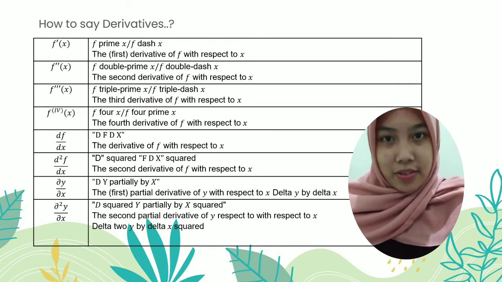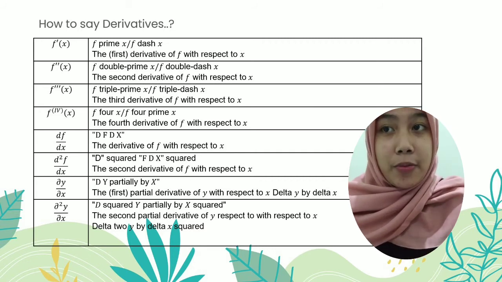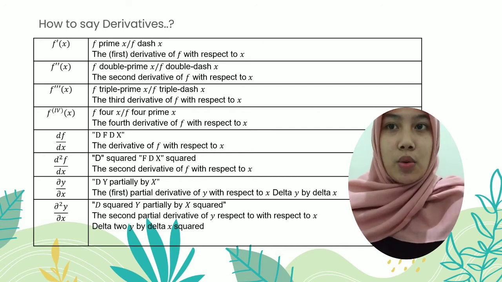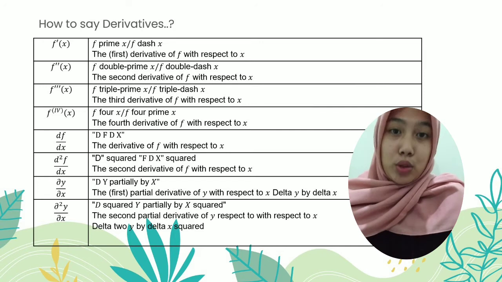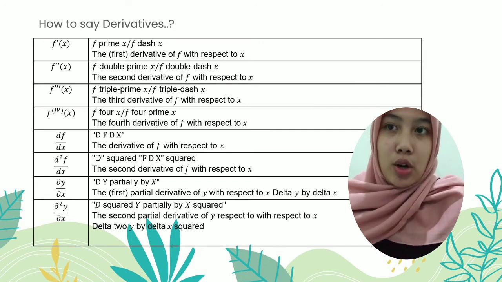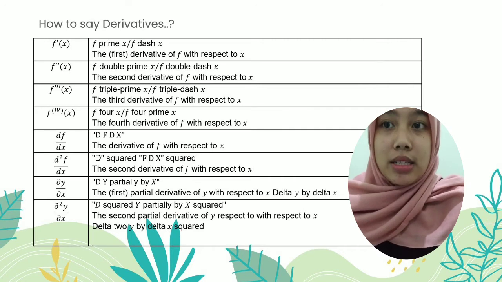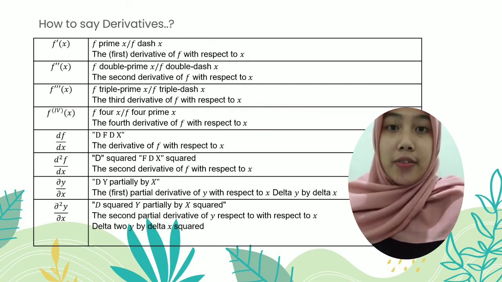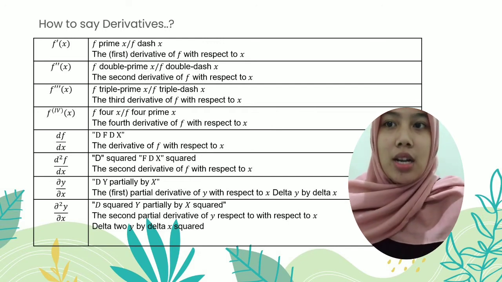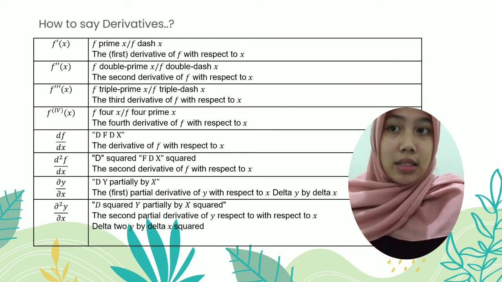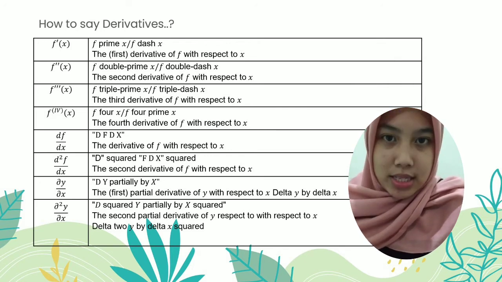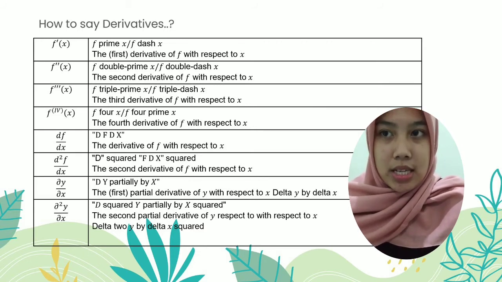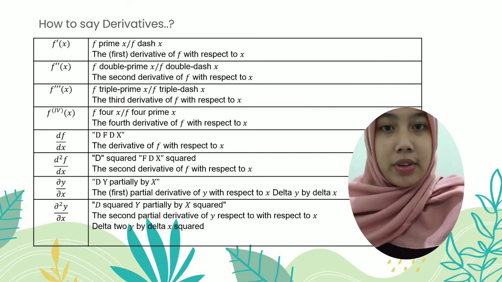How to say derivative? Number 1, f prime x or f dash x, the first derivative of f with respect to x. Number 2, f double prime x or f double dash x, the second derivative of f with respect to x. Number 3, f triple prime x or f triple dash x, the third derivative of f with respect to x. Number 4, f4 x or f4 prime x, the fourth derivative of f with respect to x.